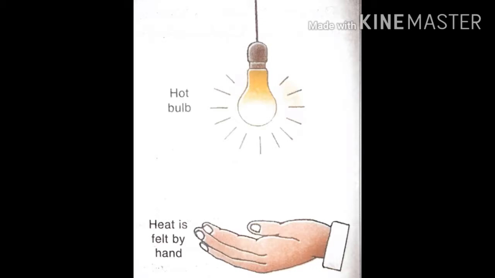The hot electric bulb cannot transfer its heat to our hand by conduction because air is a poor conductor of heat. The hot bulb also cannot transfer its heat to our hand by convection because the convection currents of air always carry heat in the upward direction.